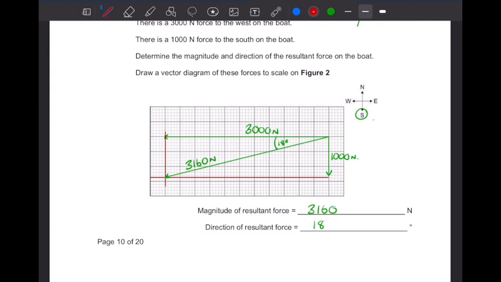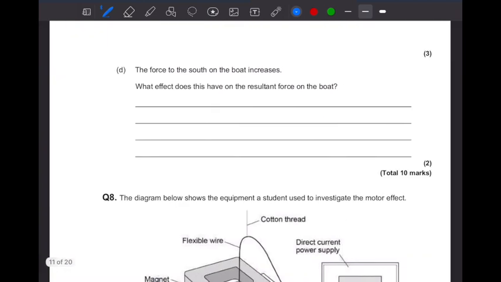So let's see what that would look like. Let's use a different colour. So if that force increased to something like that, so let's say it went up to 1500 newtons, well, what would happen was that this would increase that way, and this would increase here. So our resultant force would actually be like that. So we could see two things have happened. It's slightly larger, so the size of the force increased, or the magnitude, and also the direction's changed. It's now acting more towards the south. So they're the two things that we're going to mention.